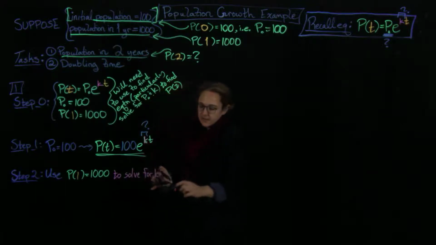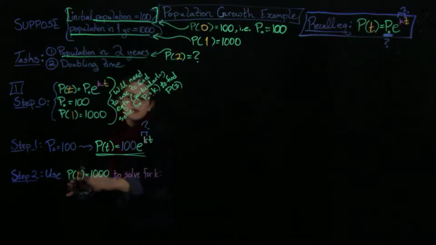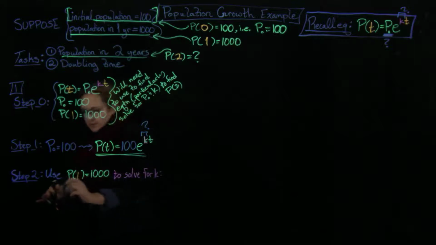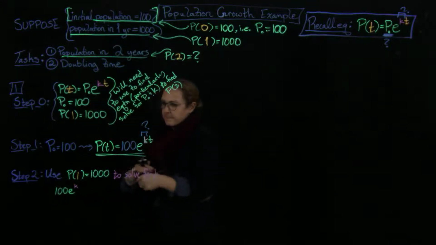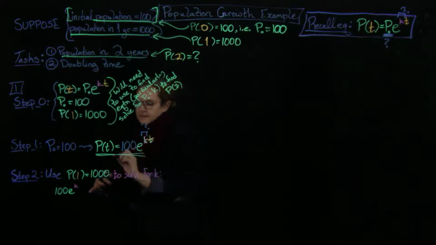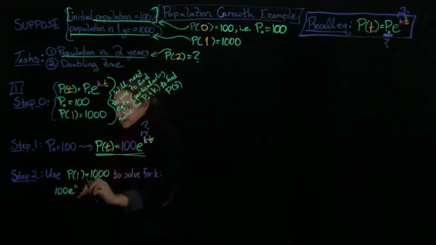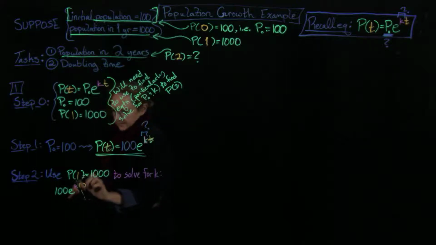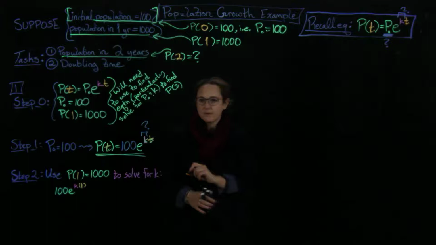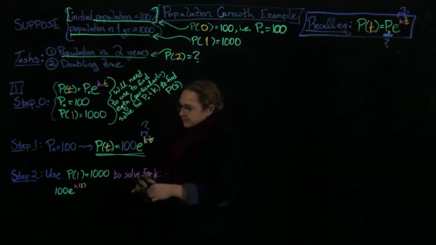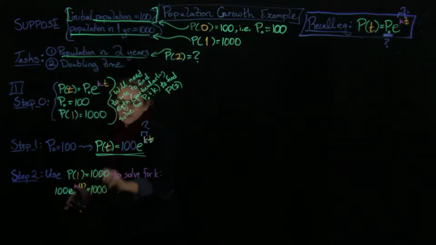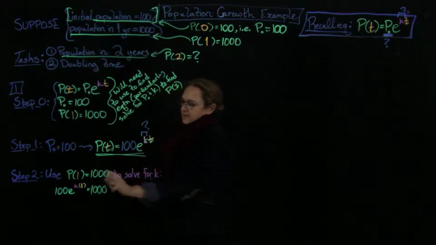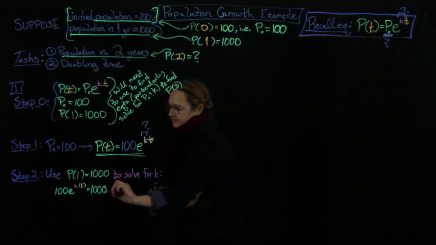So let's go ahead and do that. P of 1, well, what is P of 1? We have 100 e to the k, and then we just put in 1 for t. Put the parentheses where there's the spot for it, and then just put it in. So we put a 1 there. We know this has to equal 1,000. So what did I do so far? I just put 1 into this equation because that's P of 1, and then I set that equal to 1,000 because I know that's what P of 1 is.